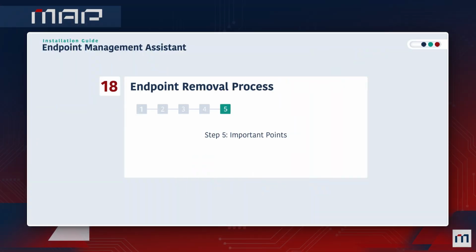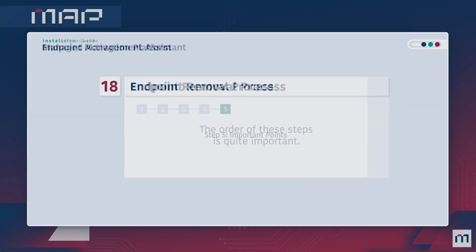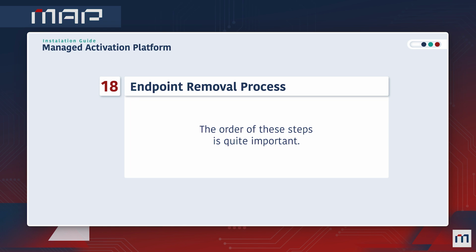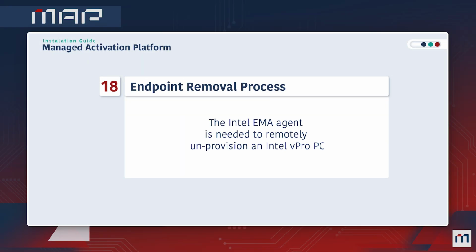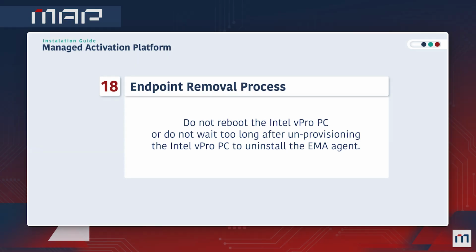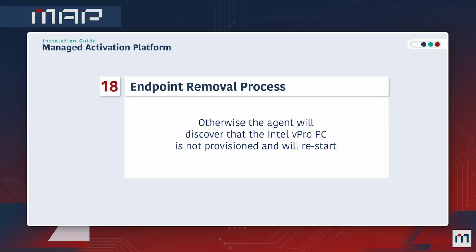Step 5. Important. The order of these steps is quite important. The Intel EMA agent is needed to remotely unprovision an Intel vPro PC. As already mentioned, do not reboot the Intel vPro PC or wait too long after unprovisioning the Intel vPro PC to uninstall the EMA agent. Otherwise, the agent will discover that the Intel vPro PC is not provisioned and will restart the provisioning process.